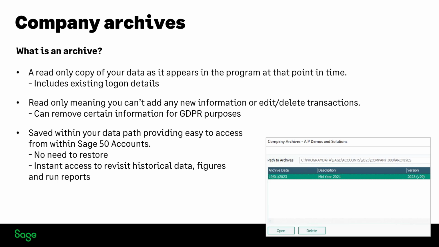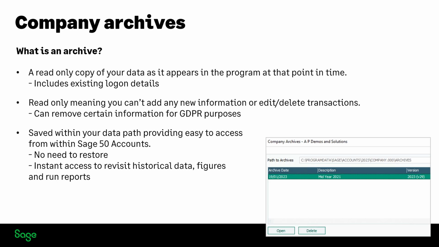Now, an archive will automatically be saved to your data path, and that means you've got nice, easy access to that as well. You would access it directly from within Sage 50 Accounts, which again you'll see in the demo. So no need to restore. It's basically on tap. You can log into an archive at any point. So it means that you can have a look at that information as it stood at that point in time, which is, I suppose, one of the key benefits of why it creates an archive as part of that year end. You can get back to that point in time.